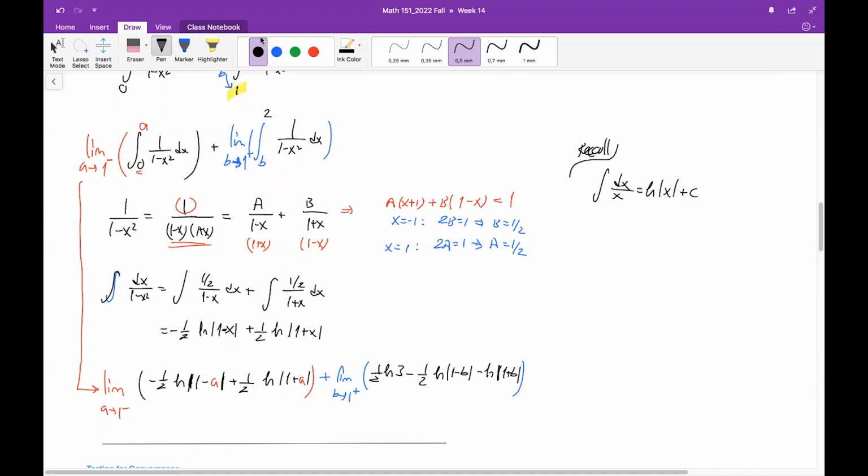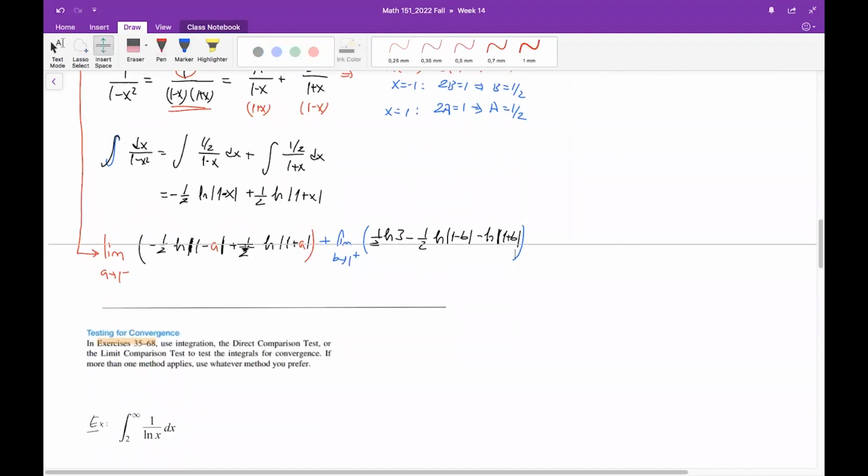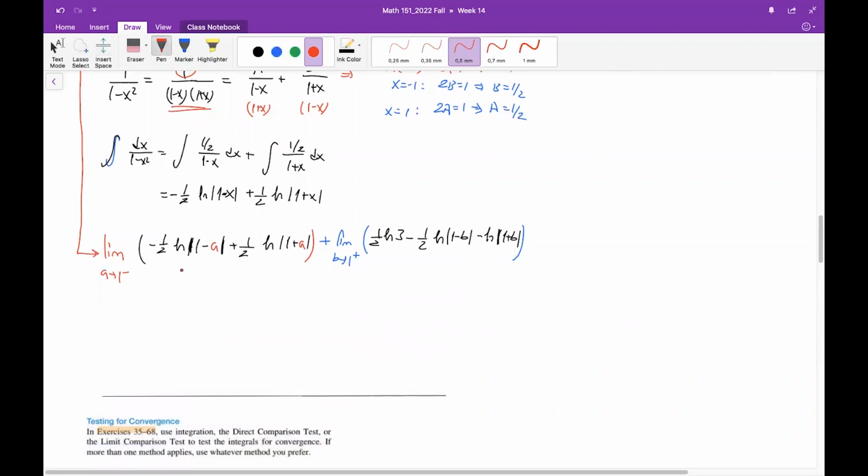Something like this. Okay, and then if you look into more details about the limits, if I send a to 1 from a smaller direction, what happens here? This part goes to 0. This part goes to 0 from right, so ln 0 from right becomes minus infinity. Also here, if I insert a equals 1, we will have 1/2 ln 2.